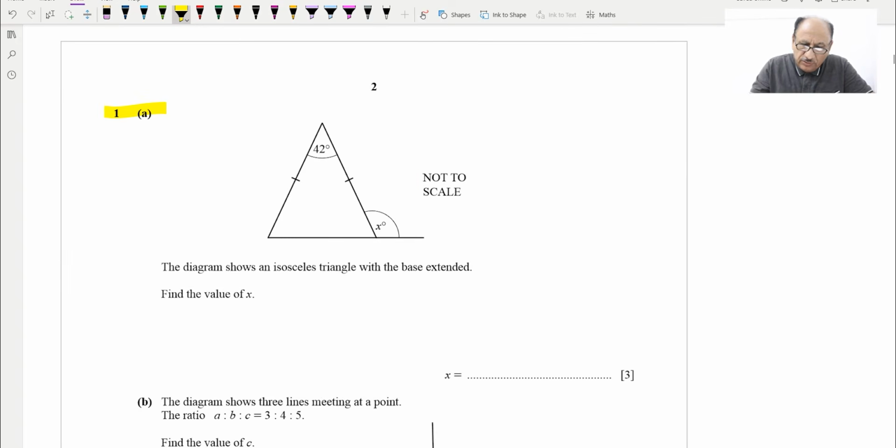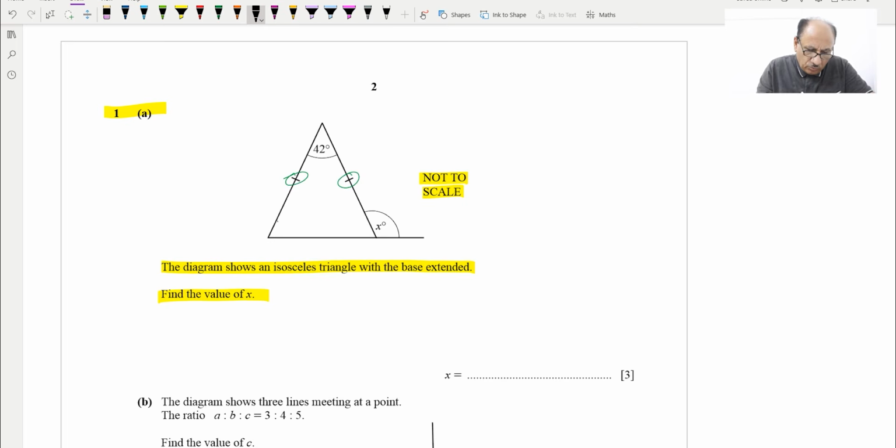Part A says the diagram is not to scale. The diagram shows an isosceles triangle with the base extended. Find the value of x. To find the value of x, we can see these two sides are equal, so their opposite angles will also be equal.